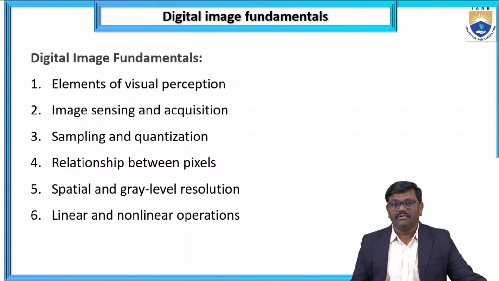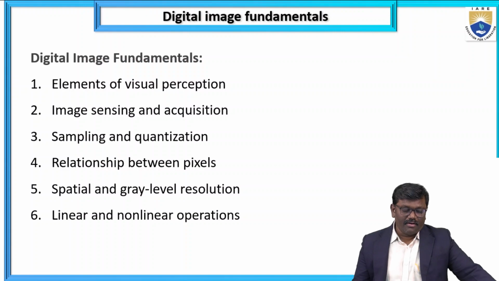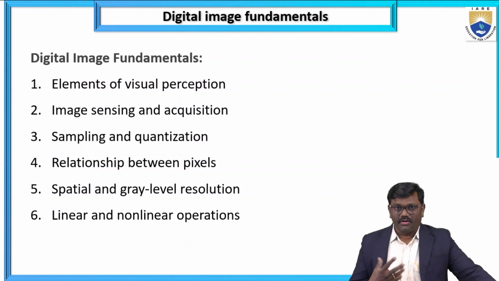These help us develop a digital image processing system: the elements of visual perception, image sensing and acquisition, sampling and quantization, relationship between pixels, and spatial gray level resolutions. And last but not least, very important, the topic we are going to discuss today: linear and non-linear operations. So these are the six which help us to develop a digital image processing system.